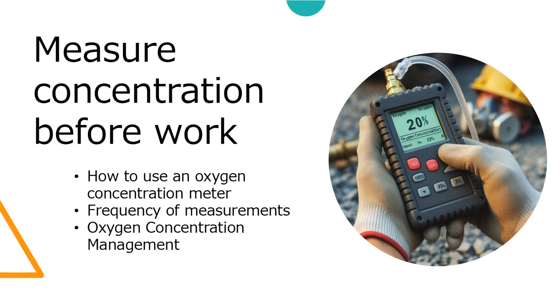The safety standard is at least 18%. If less than 18%, stop work immediately, evacuate, and ventilate. If between 18% and 20%, work with ventilation and frequent remeasurements are necessary. At 21%, normal work is possible, but regular remeasurements are still essential.